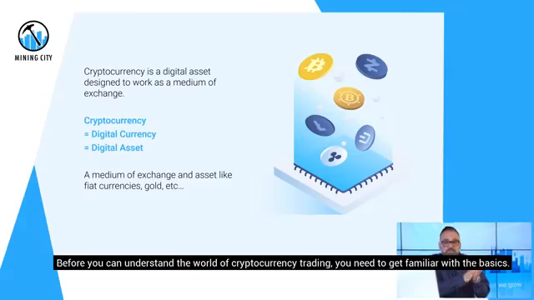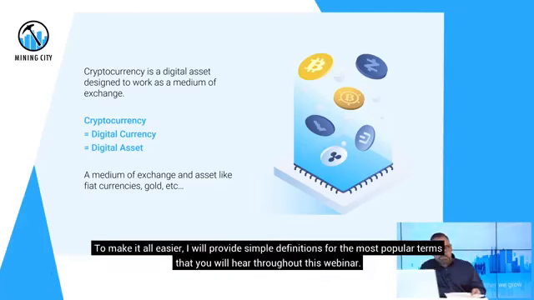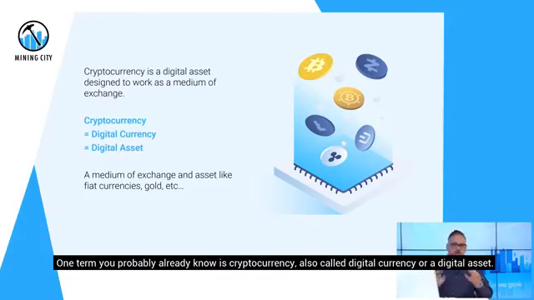Okay, so before you can understand the world of cryptocurrency trading, you really need to get familiar with the basics. And to make it easier, I will provide simple definitions for the most popular terms that you will hear throughout this webinar. And one term you probably already know, all of you, is cryptocurrency, also called digital currency, also known as a digital asset.